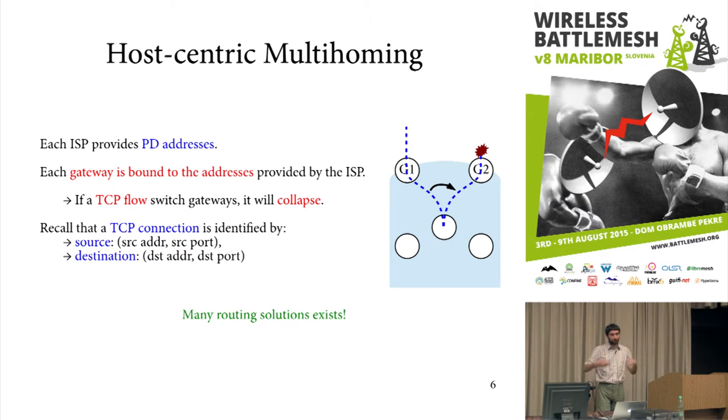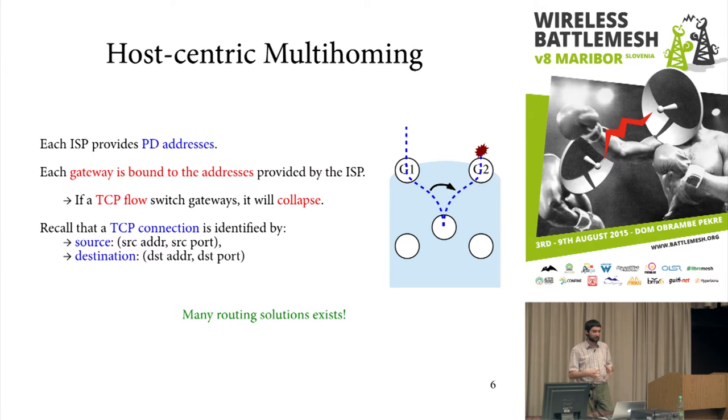Another solution, as we didn't want to speak with ISPs, is host-centric multihoming. There, each ISP gives you provider-dependent addresses. So each address you acquire from the ISP is a subset of the addresses of the ISP itself. Each host has addresses from this ISP, and that's all. The way you must think about it is that each gateway is bound to the addresses that the provider gives you. And so if a TCP flow switches from one gateway to another, it will collapse.